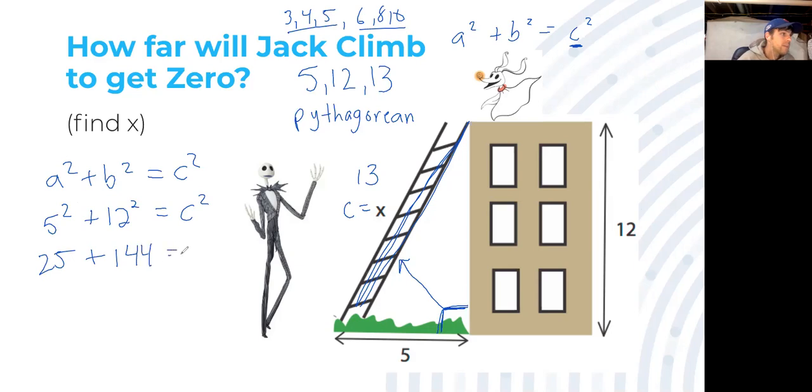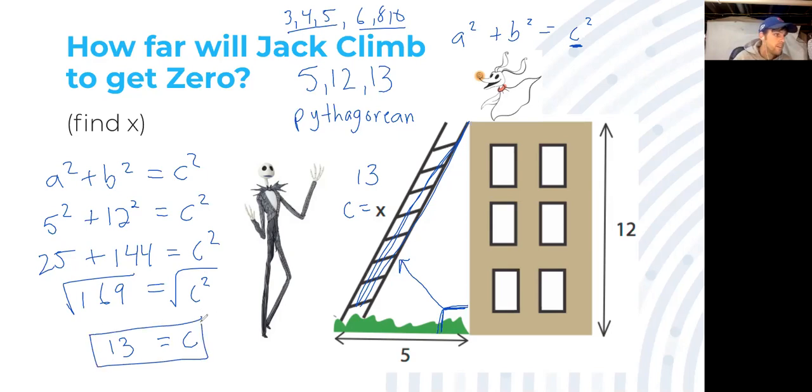So when we square those numbers, we get 25 and 144, and then we add those together, we get 169. And you might not know your square roots up this high, but if you take the square root of both sides to figure out what c is, you figure out it's 13. 13 squared is 169, so that's our square root. So he needs to climb 13 something, 13 feet, 13 meters, 13 something to get up to 0 in this case.